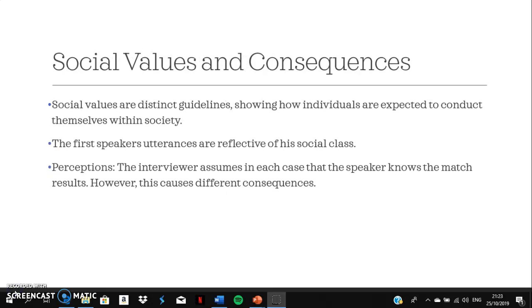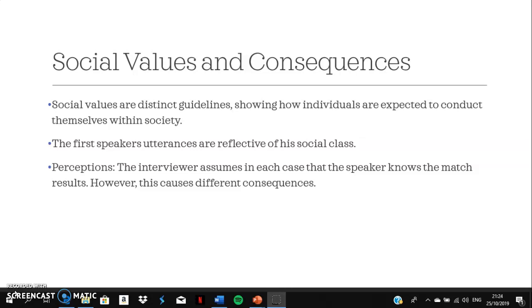Social values are rigid and distinct guidelines as to how individuals should act within society. Such social values include family, respect, honesty, community. The first speaker's utterances are reflective of his social class. This is seen in the use of his emphasis on cursing and frequent use of colloquial language.